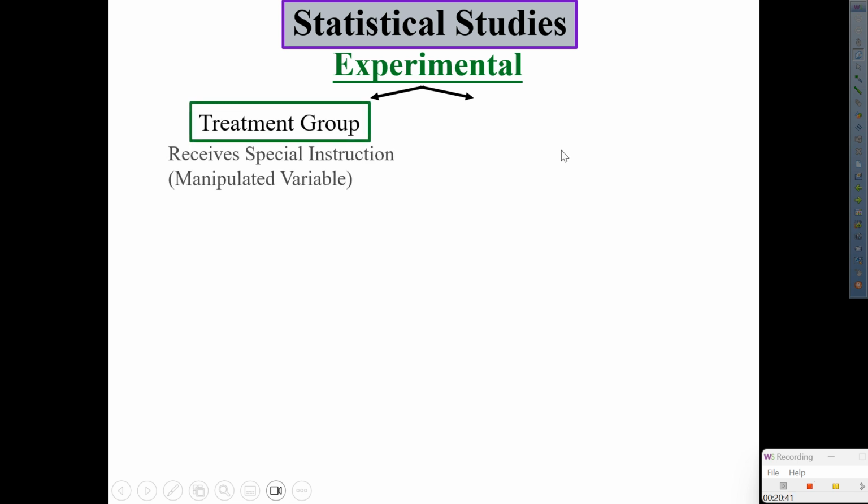Here it goes. So, let's say I wanted to do an experimental study. Usually, when there's an experimental study, there are different groups. The groups are divided into two different types of groups. The first one is known as a treatment group. The other one is known as the control group.